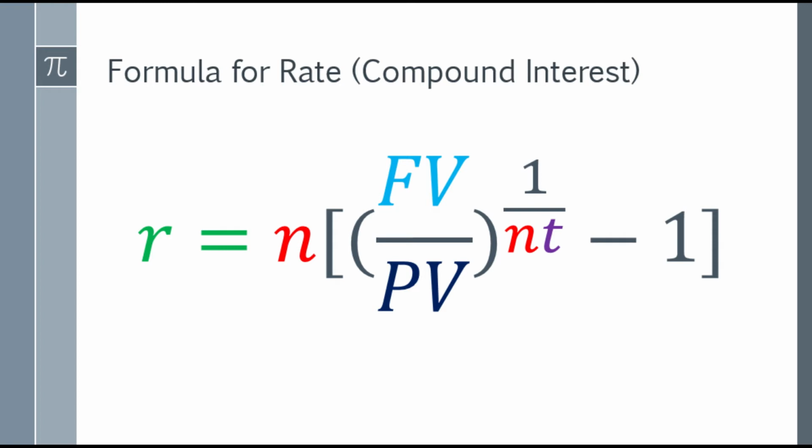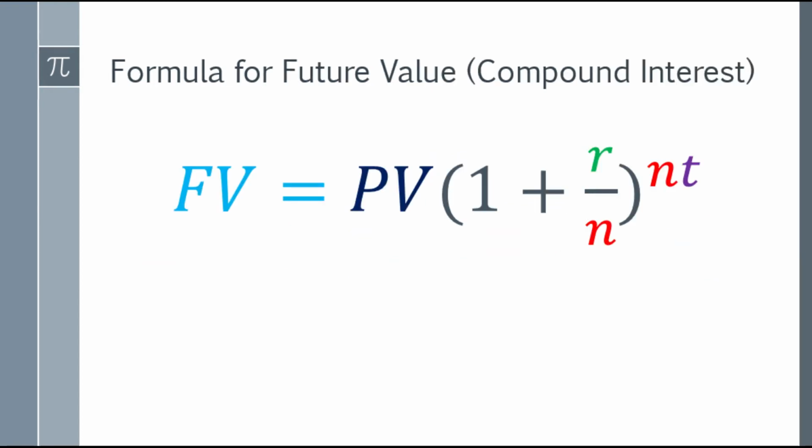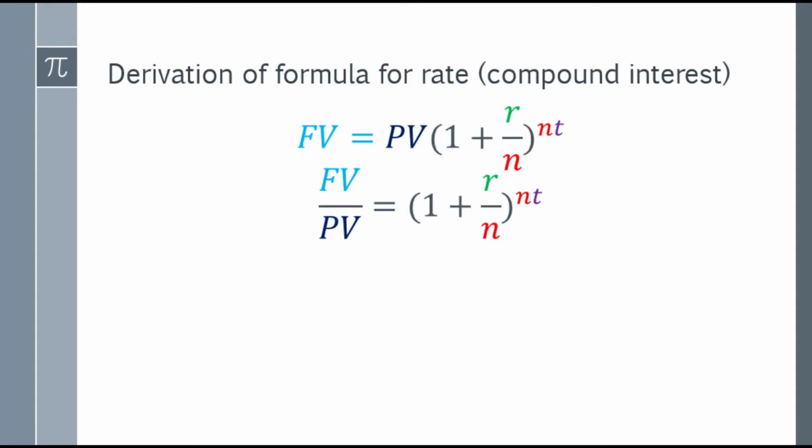Okay, sir. So, paano ba nakuha yung formula na yun? So, remember the future value compound interest formula. Future value is equal to the present value times mo sa quantity na 1 plus R over N at ang exponent mo ay NT. So, divide both sides by present value. Pupunta na yung present value dun sa left. So, over na siya ng PV. FV over PV is equal to 1 plus R over N. Tapos, exponent mo ay NT.